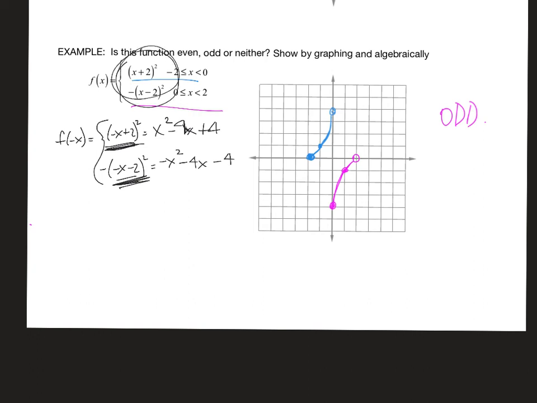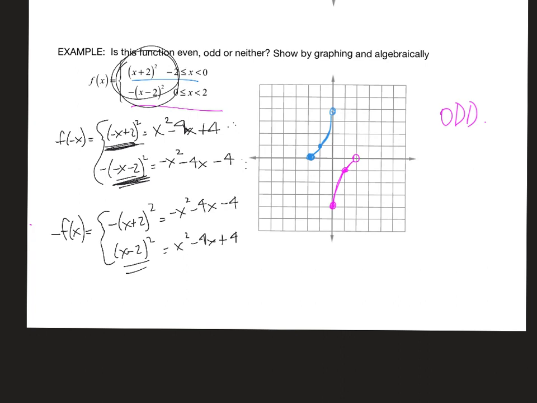And the reason I FOILed these out is so that I can check for odd. So if I do the opposite of the original, that's the opposite of x plus 2 squared. And then the opposite of the bottom one is just x minus 2 squared. Okay, so let's FOIL this out. This becomes negative x squared minus 4x minus 4. And this one, when I FOIL it, is x squared minus 4x plus 4. This equals this, that equals that. That's why it is odd.